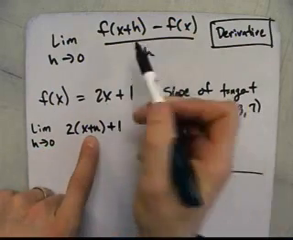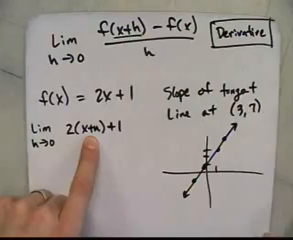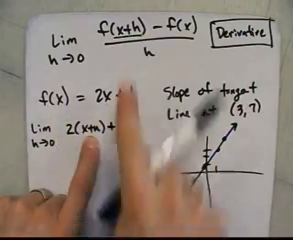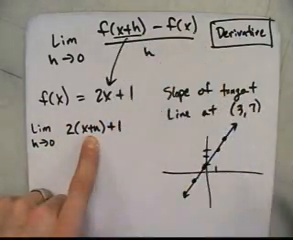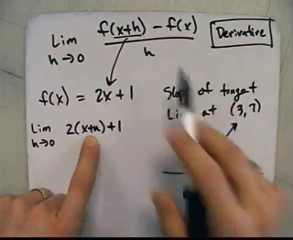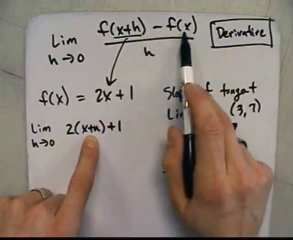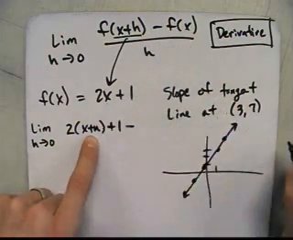Notice what I've done so far is I've plugged in x plus h right here into my f function. So I just purely plugged that into that x right there. That's all I've done so far. Now it says subtract the function, subtract f of x. So I'm going to subtract the entire function.